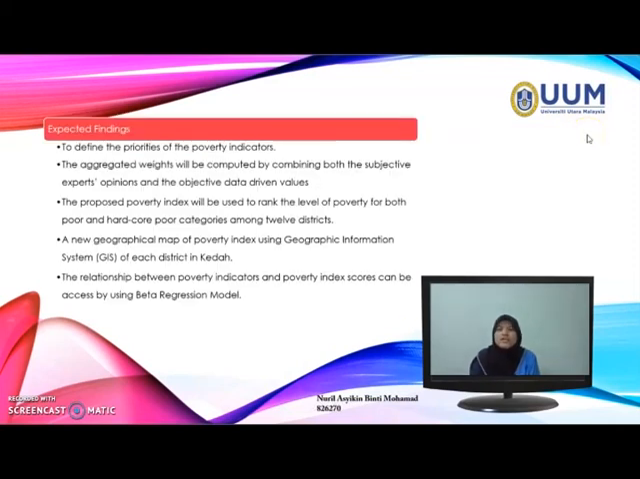Expected findings. To define the priorities of the poverty indicators, the aggregated weight will be computed by combining both the subjective expert opinion and the objective data-driven values. The proposed poverty index will be used to rank the level of poverty for both poor and hardcore poor categories among 12 districts. Then, a new geographical map of poverty index using Geographic Information System, or GIS, of each district in Kedah. And the last one is that the relationship between poverty indicators and poverty index scores can be assessed by using the beta regression model.